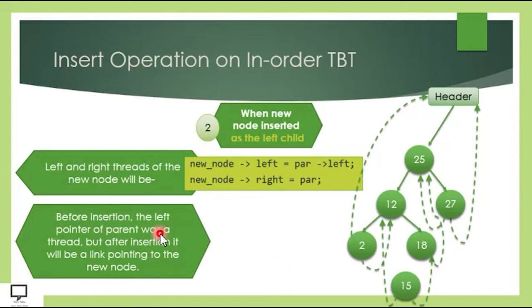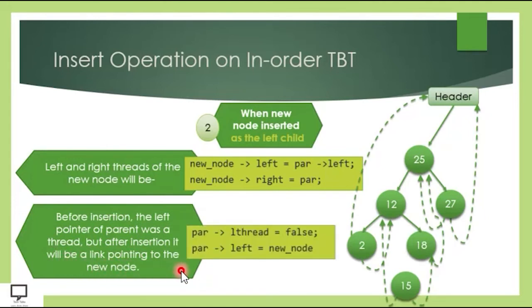So before insertion, the left pointer of a parent was a thread, but after insertion, it will be a link pointing to the new node. So that's why here we are going to form a link. What we are going to update: the parent's left thread is false, because previously it was holding the thread, that's why it was true. But now, as 18 is holding its left child, the left thread is going to become false and the parent's left is nothing but the new node. So in this way, we are forming a link between the parent node and its child node. In this way, we can insert a left child in a threaded binary tree.